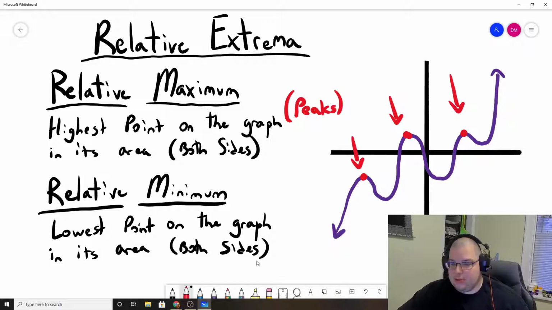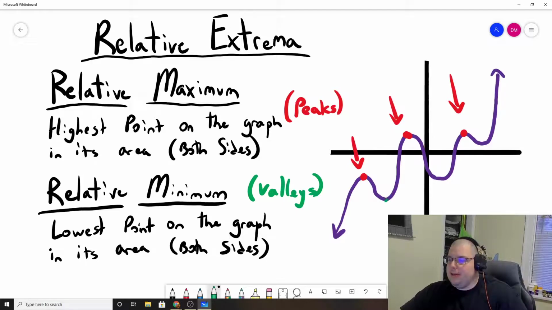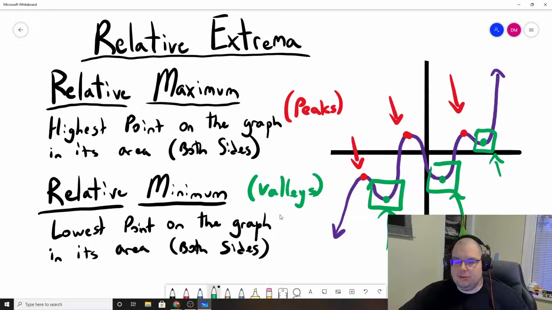Relative minimums, on the other hand, are going to look like little valleys, and those are the lowest point on the graph in its area on both sides. So valleys is the other way that I think about it. And so that's going to be these points. Those 3 points are the relative minimums. And the same thing goes for minimums. When I draw a little window around those points, it is the lowest point inside that little window.